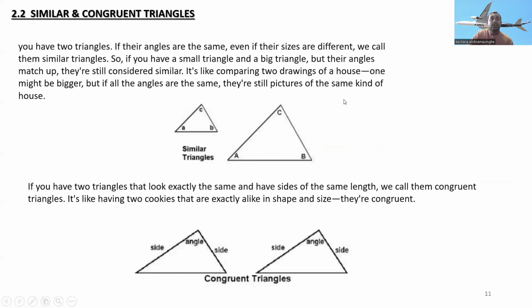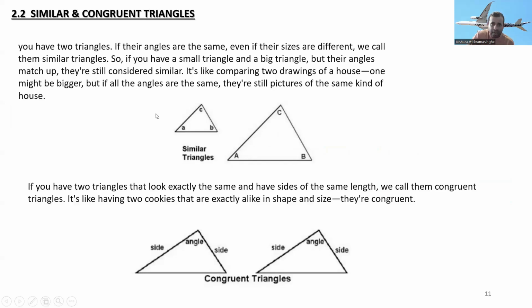Now we'll go to similar and congruent triangles. We'll get to know what similar and congruent triangles are. You have two triangles, and their angles are the same, even if their sizes are different.